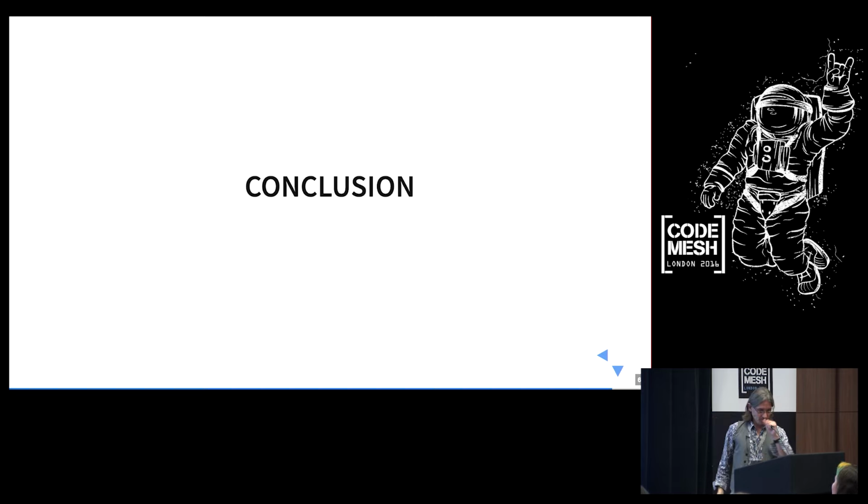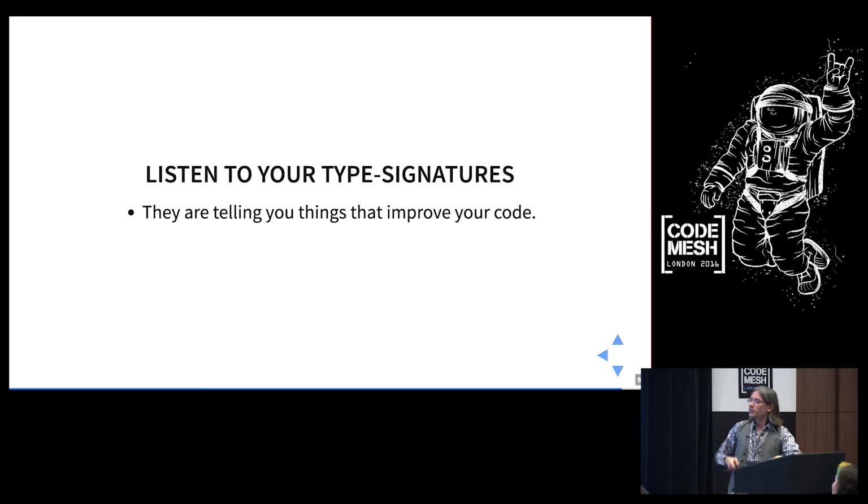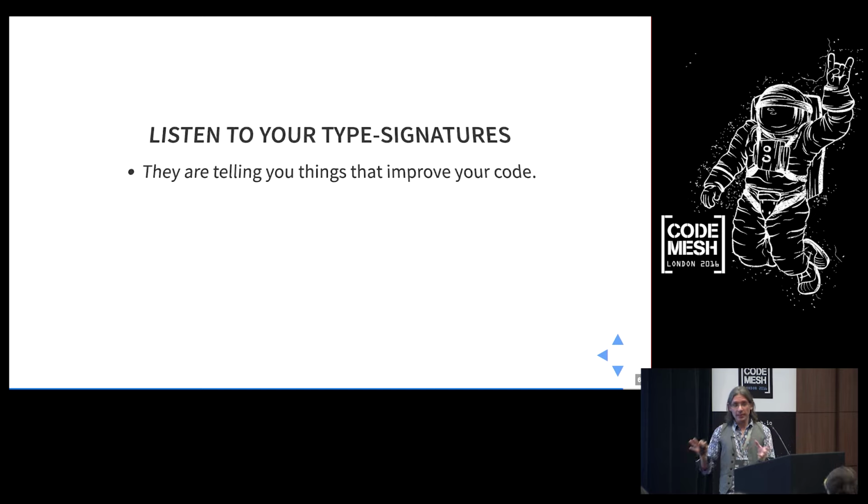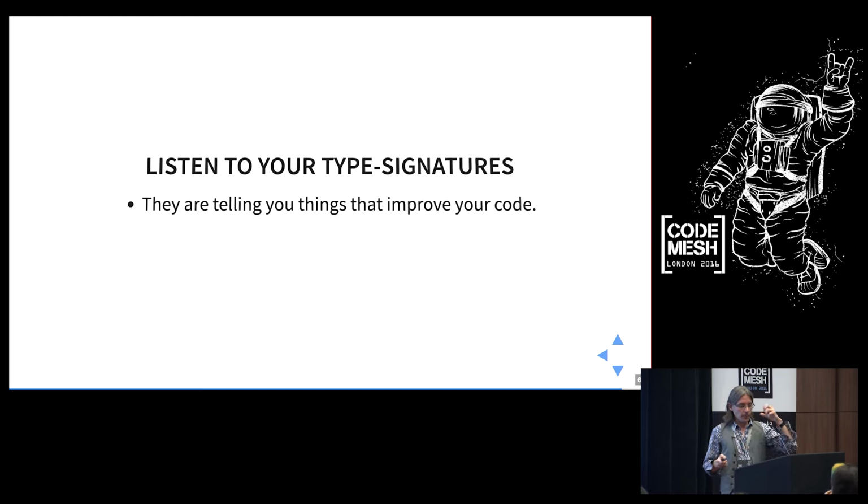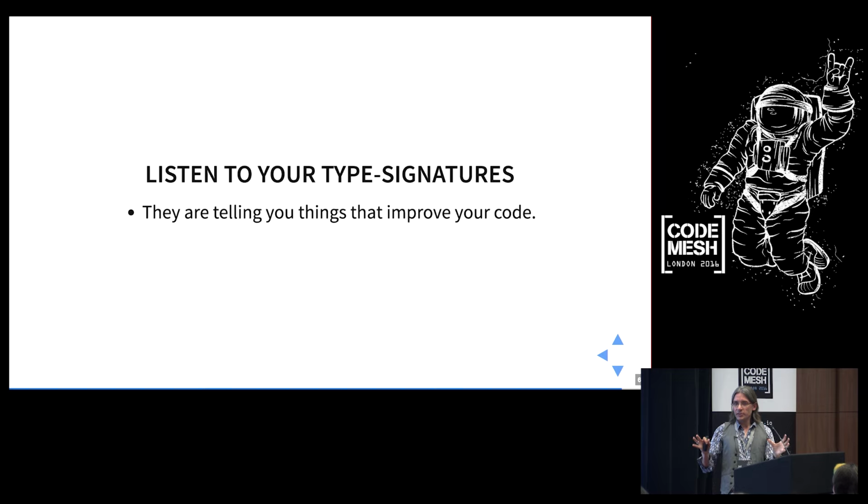In conclusion, there's a bundle of different examples there, but they all boil down to these three points. Listen to your type signatures. They're trying to tell you things that can improve your code. They can tell you where you're being too vague. They can tell you where you're being too specific. But they can always tell you something. If you look at them, they can tell you something about your code standalone without having to consider the implementation.